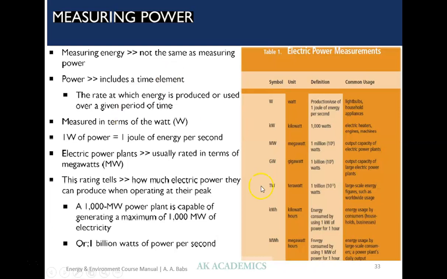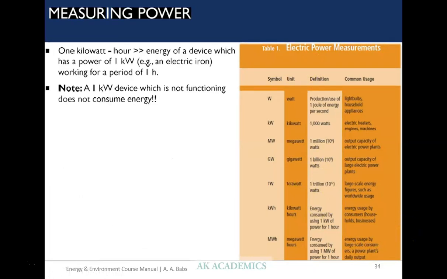So you can see quite a number of electrical power measurements right here. We have watt, kilowatt, megawatt, right down to megawatt hours. Kilowatt hour is for energy, megawatt hour is for energy, but terawatt is power, gigawatt is power. Then you can see their definitions and their common usages. When you say 1 kilowatt hour, what does it mean?